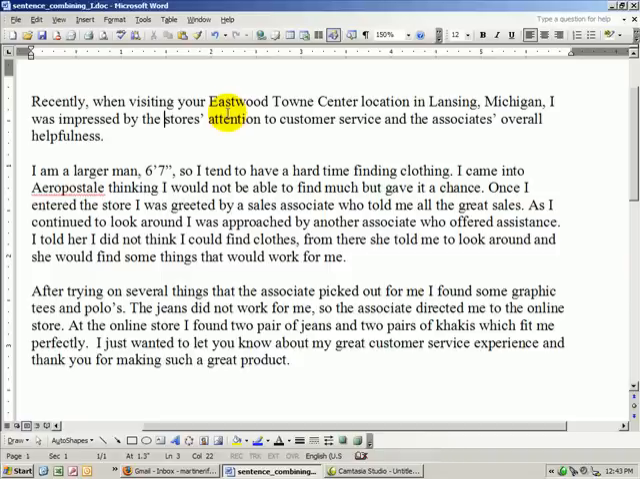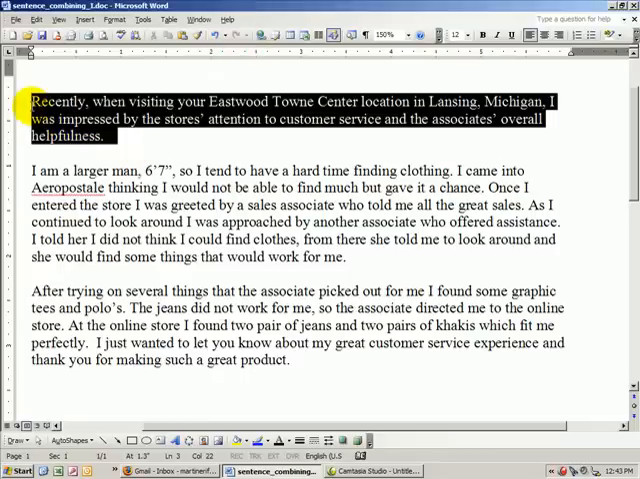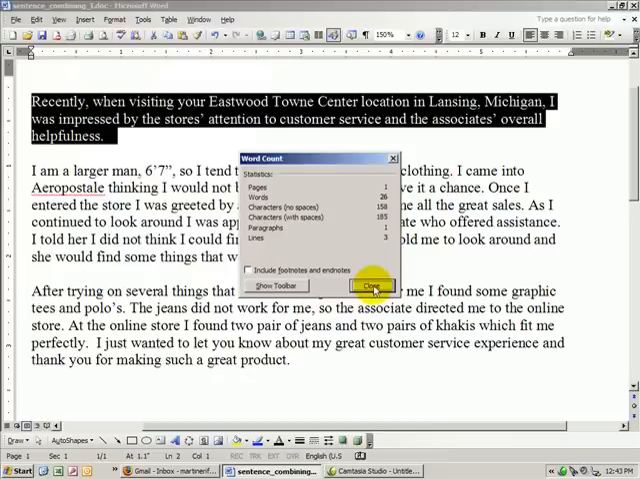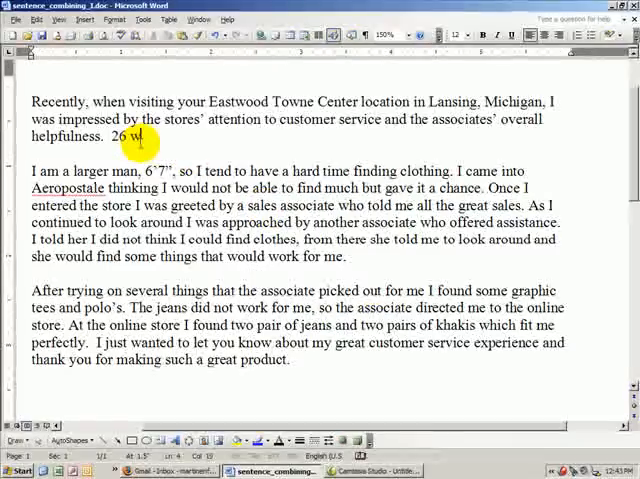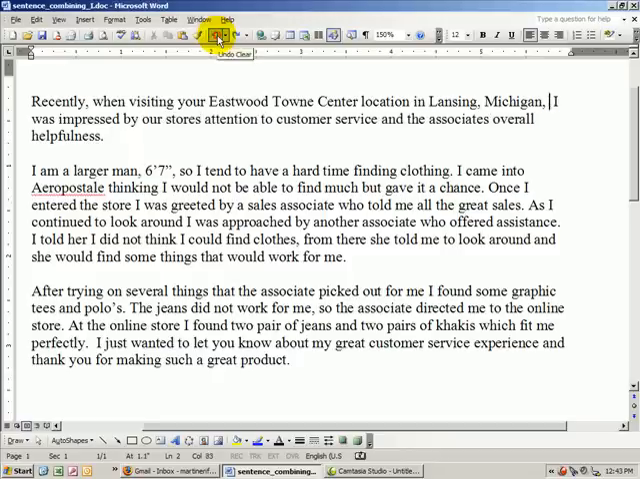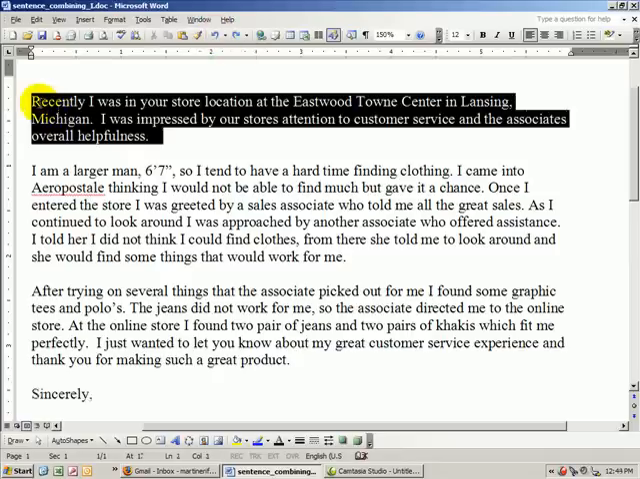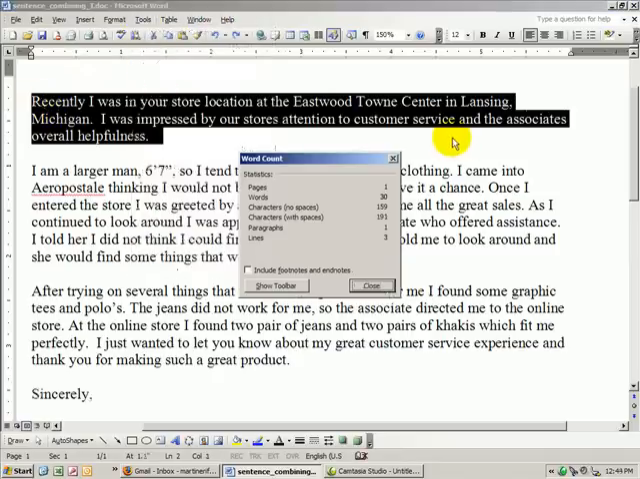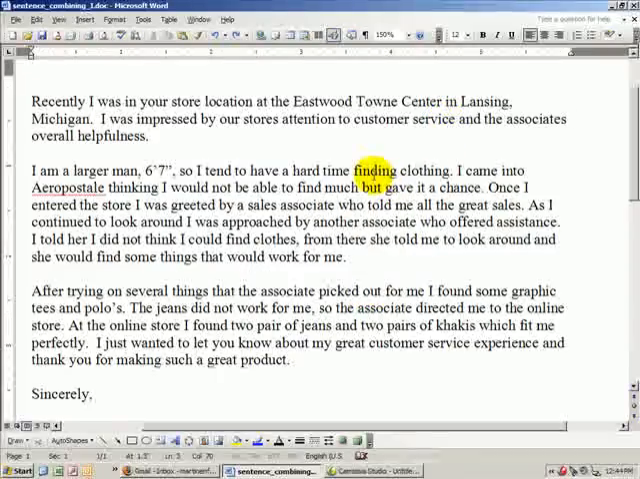Okay, let's see how this reads. Recently, when visiting your Eastwood Town Center location in Lansing, Michigan, I was impressed by the store's attention to customer service and the associates' overall helpfulness. Okay, that's a decent sentence. And let's go back and see. This is a sentence that is now 26 words, and the word I appears once. Let's go back to what it was before that, and that way we can see. We got rid of four words, and we got rid of one of the I's.